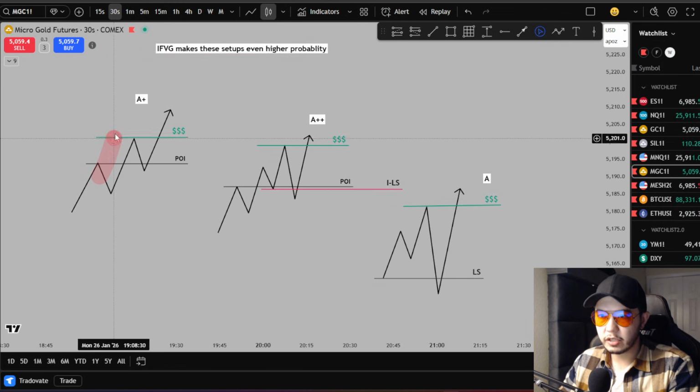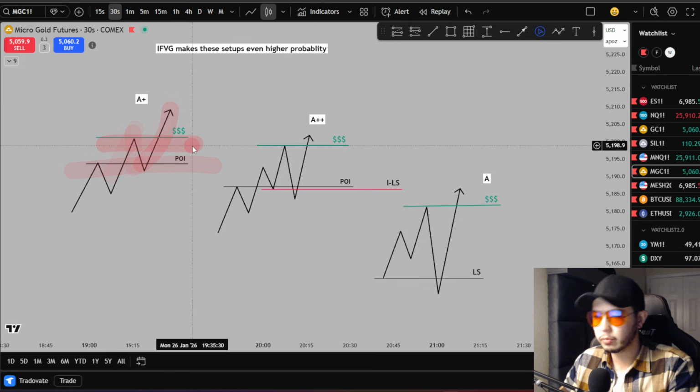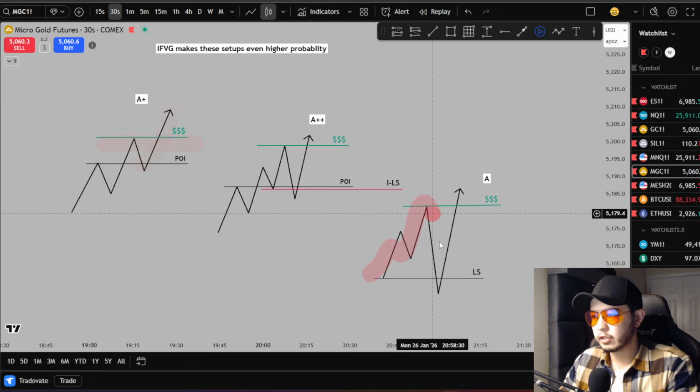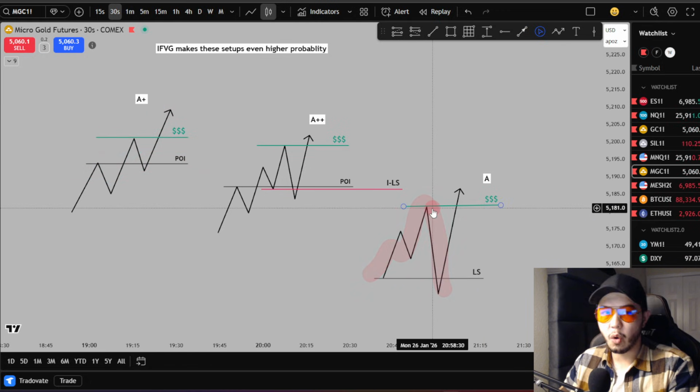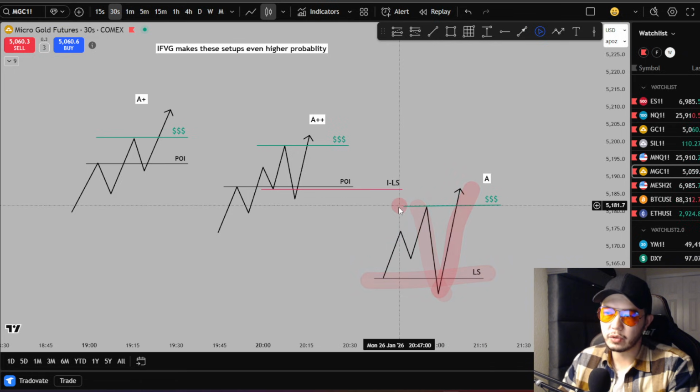So for example, in this one, it's pretty straightforward. The price goes up, comes down to your POI, you take entry, boom, you're out. And this one is pretty straightforward. The market is choppy, but the overall trend is upwards. The price comes down, sweeps the liquidity, and goes to our take profit.